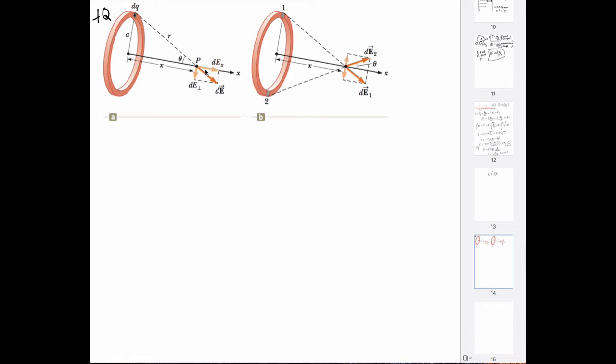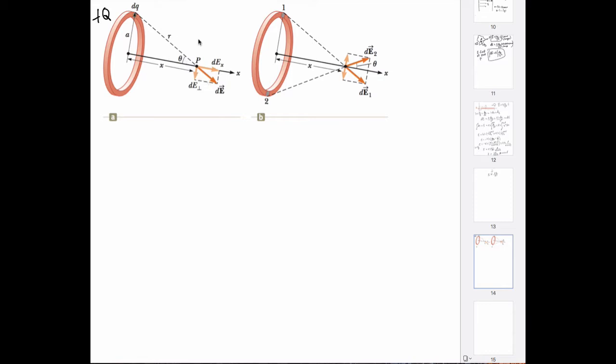So you'll notice that in this example, which is from the book, the image is from the book, the little tiny differential E field from this differential charge has two parts. There's a perpendicular part down here at a right angle to x, and there's a part along x. And the angle between this radius vector and the x-axis is theta.